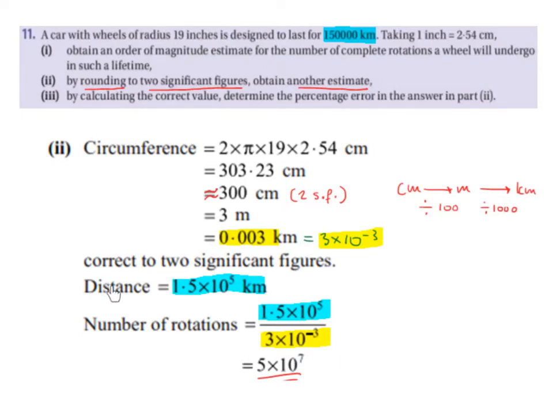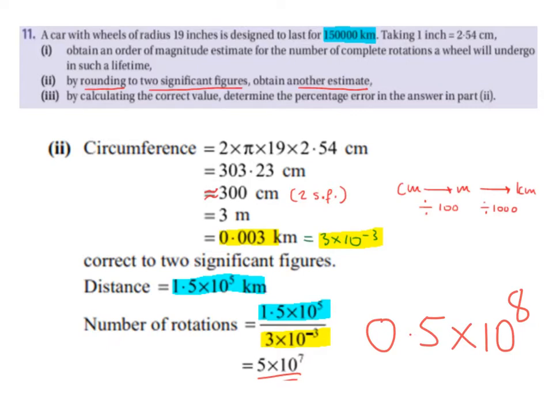So again, the distance is 1.5 times 10 to the power 5. And again, we're going to divide for the number of rotations. So we have the distance, which is 1.5 times 10 to the power 5, divided by the circumference, which is 3 times 10 to the power minus 3. And 1.5 divided by 3 is 0.5. And 10 to the power 5 divided by 10 to the power minus 3 gives us 5 minus minus 3, which is 5 plus 3, which is 8.